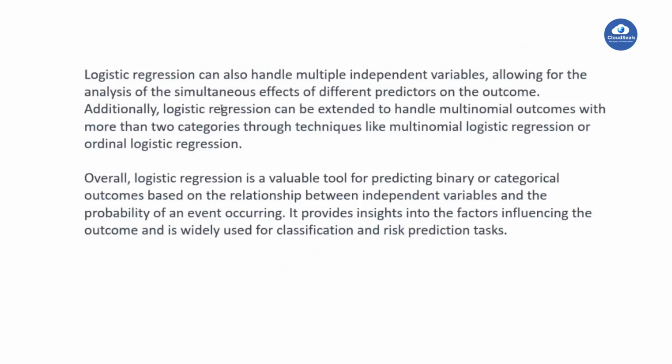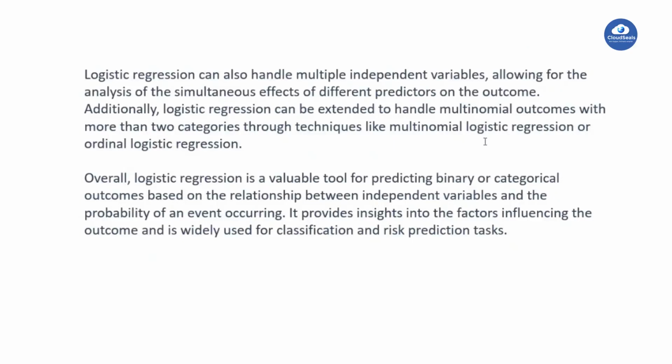Additionally, logistic regression can extend to handle multinomial outcomes with more than two categories through techniques like multinomial logistic regression or ordinal logistic regression. If we have only binary classification, whether spam or not, that means two categories in the dependent variable, we call it binary logistic regression. If we have more than two classes, whether 3 or 4, we call it multinomial logistic regression.